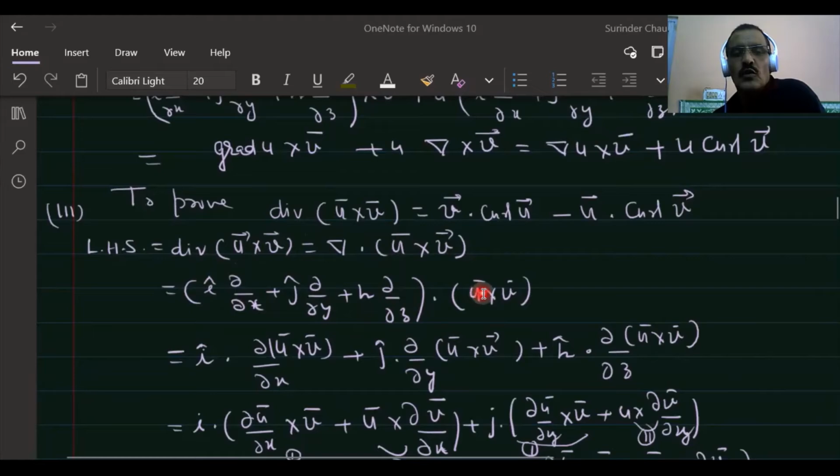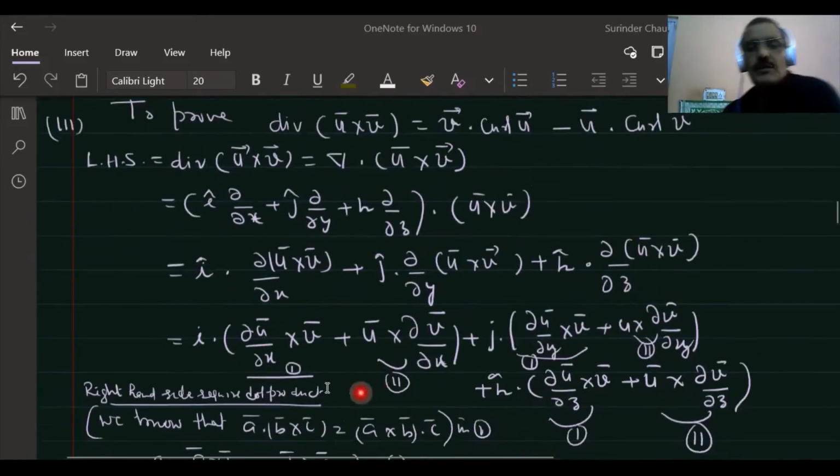Now operate this vector on this. So now you have to keep in mind the dot and cross vector. Dot is here, dot is with the unit vector iota. This will partially differentiate this u cross v vector. Then j dot will partially differentiate this u cross v vector, which is 2y, plus k dot will differentiate the u cross v vector, which is 2z.